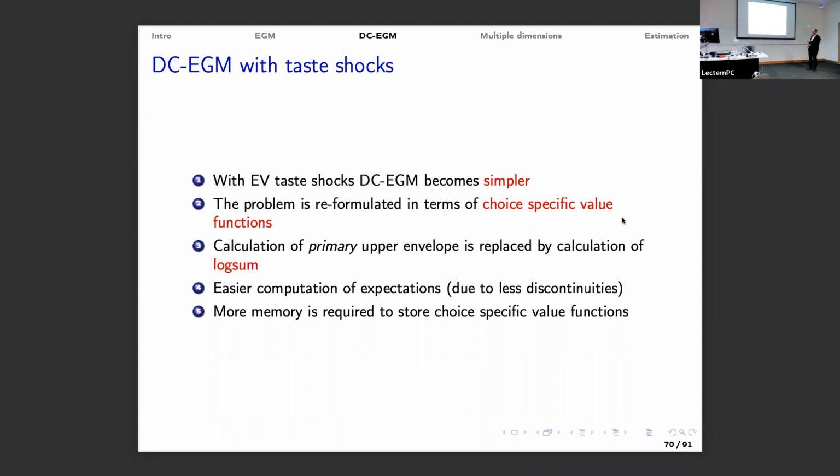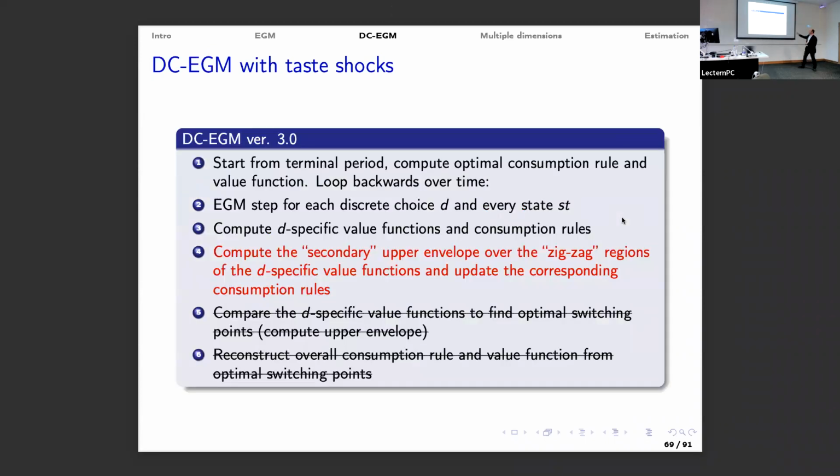But we still have to do this secondary upper envelope over the zigzag regions. Why? Because it might not be enough of the logit shocks that we've added to actually smooth out all of the kinks of the value function. So there can still be discontinuities in this problem. The good news is though that they cannot accumulate perfectly anymore, because they cannot multiply in the same way and to the same amounts as in the deterministic problem.